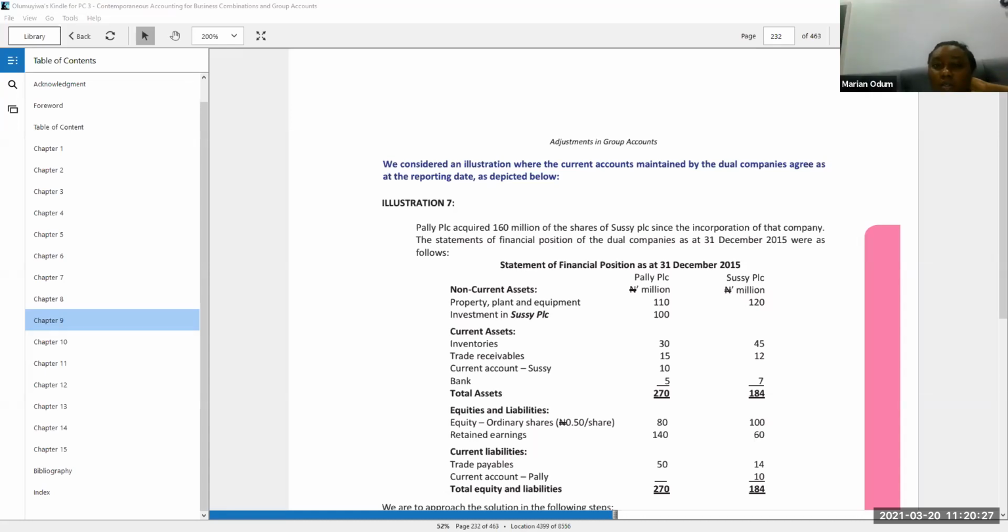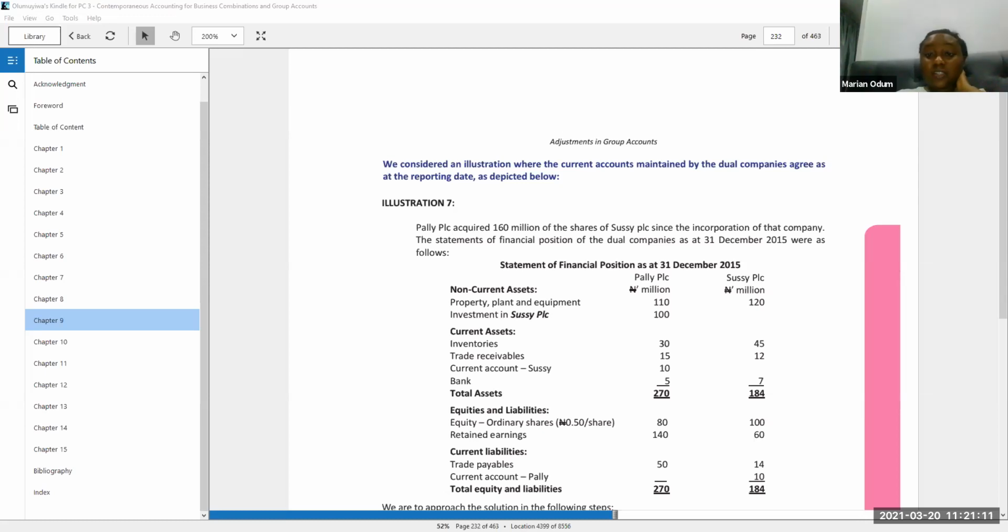Illustration 7. Pali PLC acquired 160 million of the shares of Suzy PLC since the incorporation of that company. The statement of financial position of the two companies as at 31st December 2015 were as follows. Statement of financial position of Pali and Suzy. Can you scroll down? I want you to read the items that constitute the balance sheet. I don't want you to skip anything, because without reading it, you miss the main issue that we are to discuss.